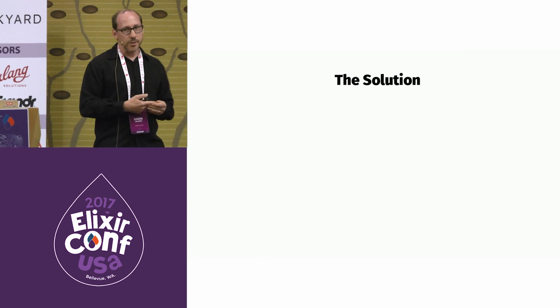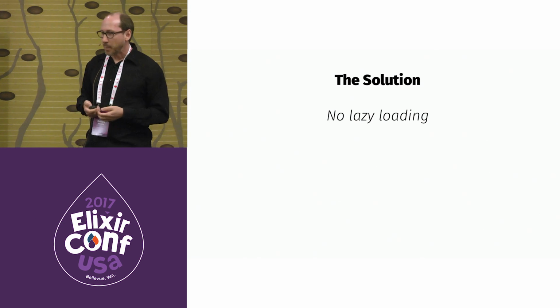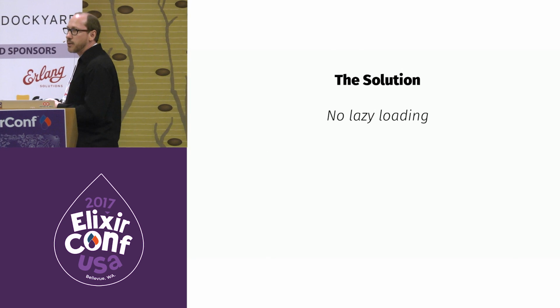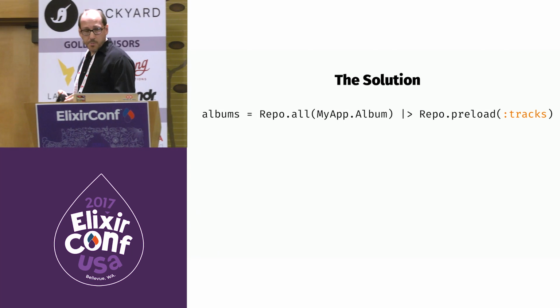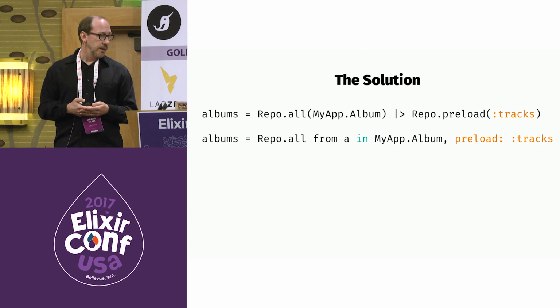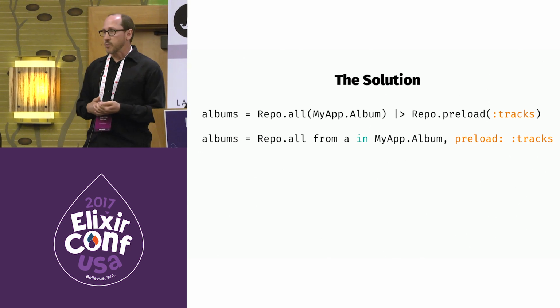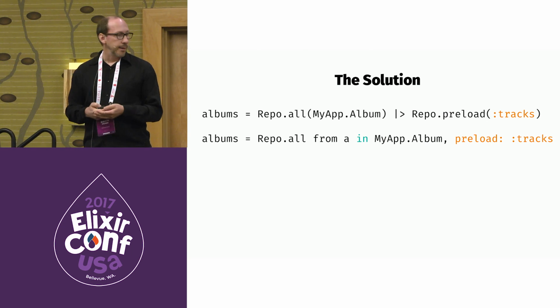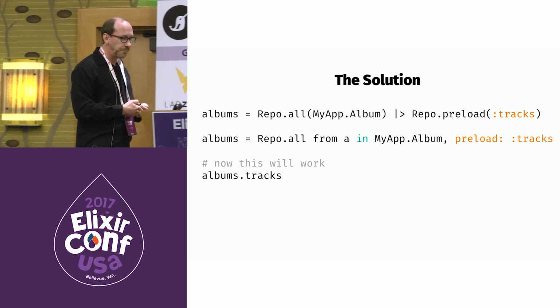So Ecto's solution to this problem is it does not support lazy loading at all. When you want to load associated records, you've got to ask for it. There's two ways to do it. You can pipe your results to the repo preload function and say what the association is. Or if you're using the query syntax, which we'll talk about in a second, you can supply preload as an option, and it'll do it for you. In either case, this will then work.